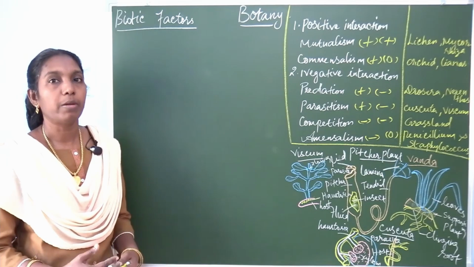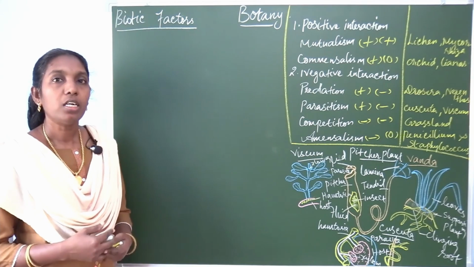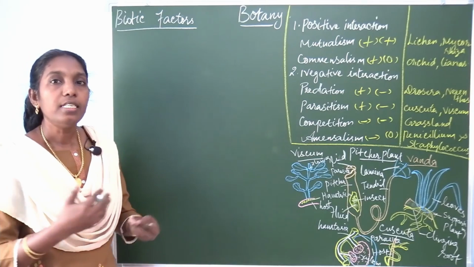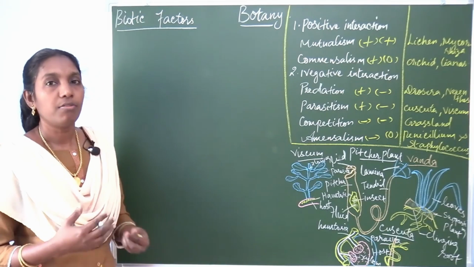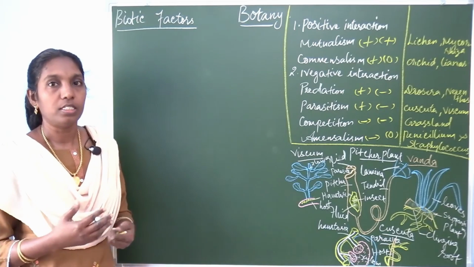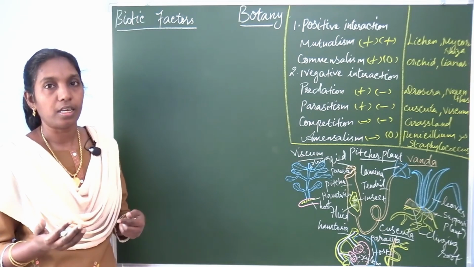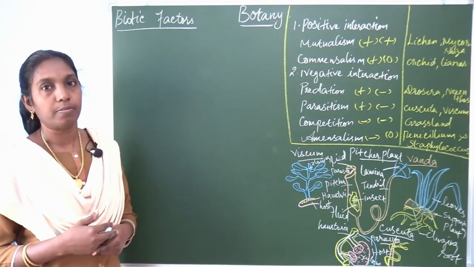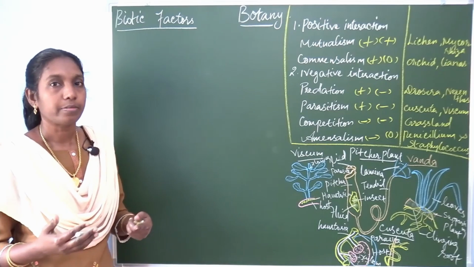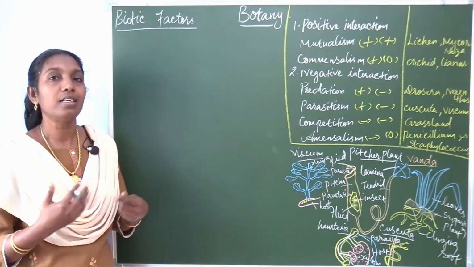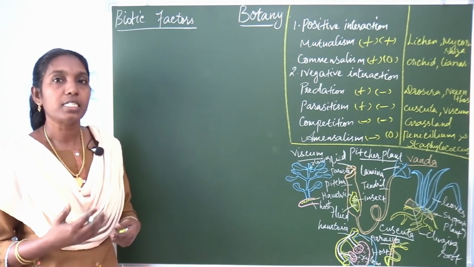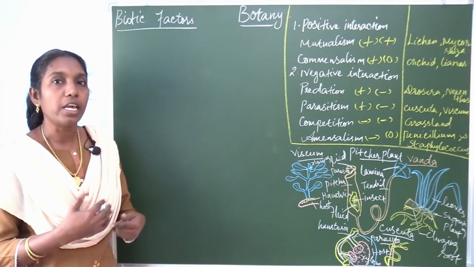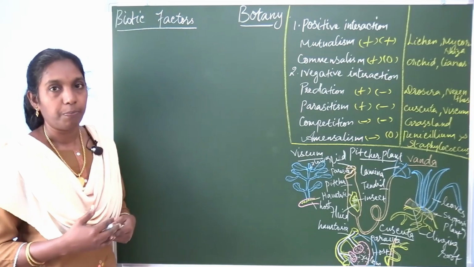Biotic factors. What is meant by biotic factors? You know the meaning of biotic as living. So biotic factors are interactions between living organisms. In ecology there is an interrelationship between the biotic and abiotic community. Biotic factors mean living organisms, including plants as well as animals, which influence the ecology.